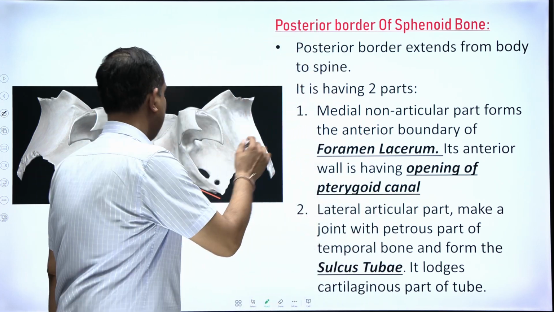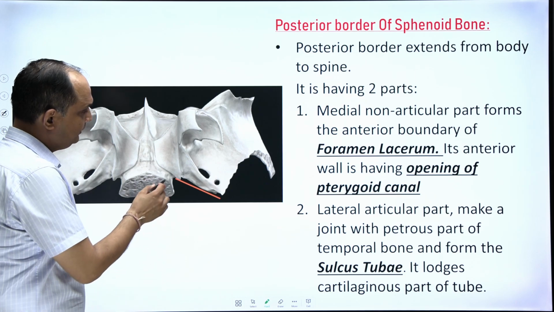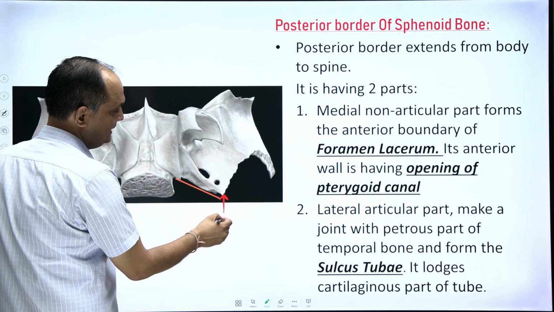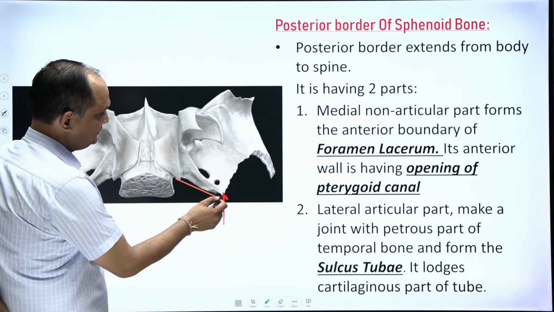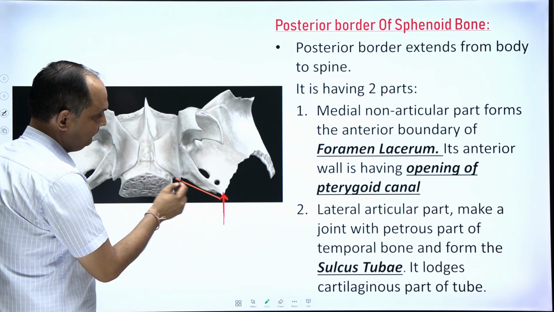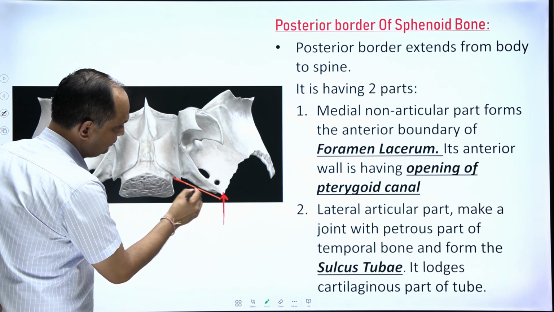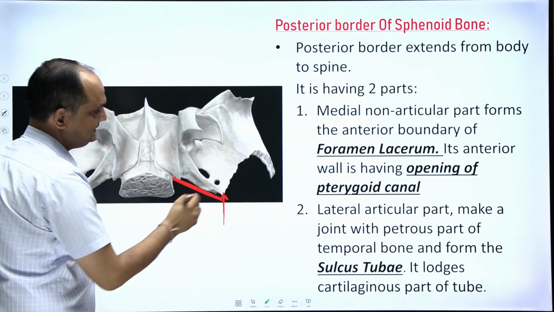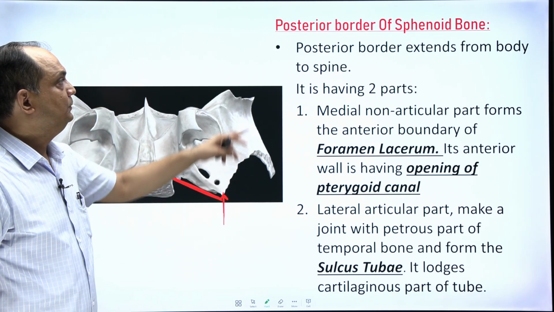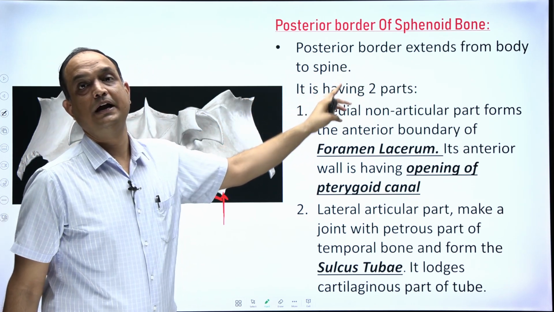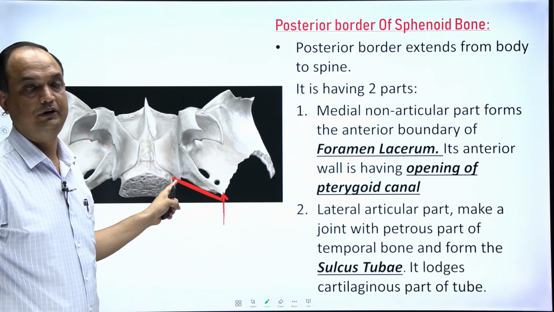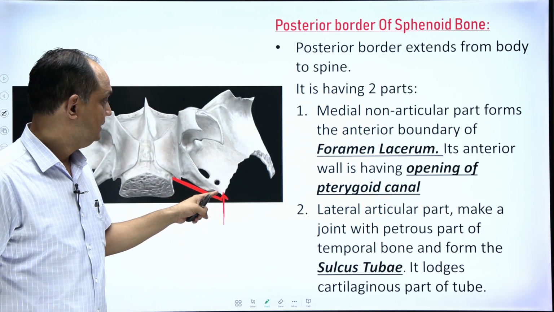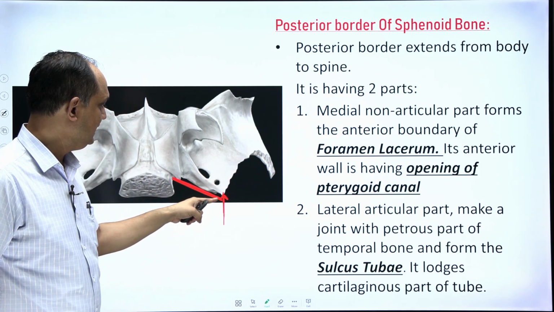Now, dear students, where is the posterior border? For the posterior border, you first make a landmark, and this is your spine of sphenoid. From the spine to the body, you have to draw a line. This line corresponds to your posterior border. So the posterior border extends from the body to the spine of sphenoid. Now, this spine of sphenoid is the important landmark between the squamosal border and the inferior border.